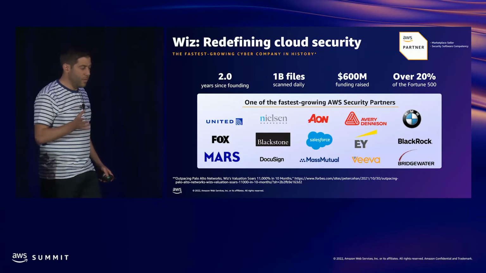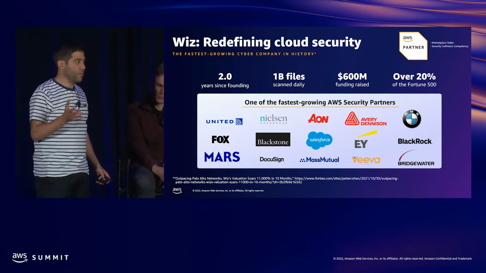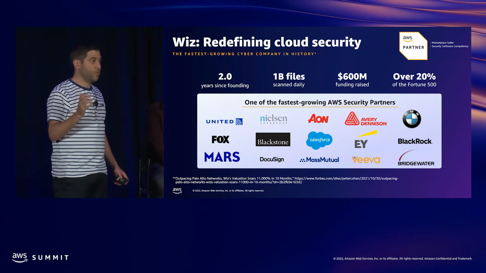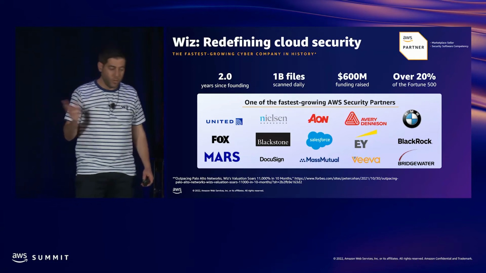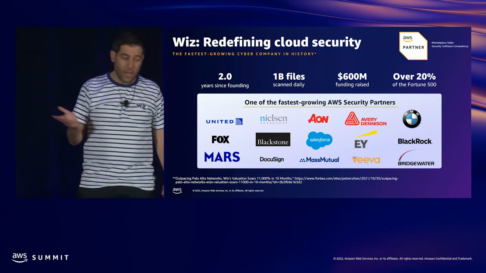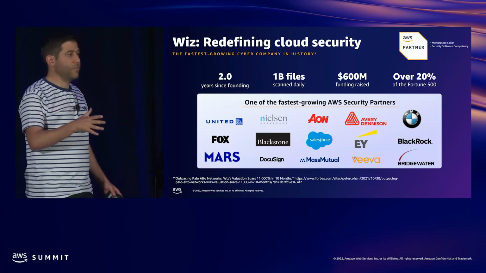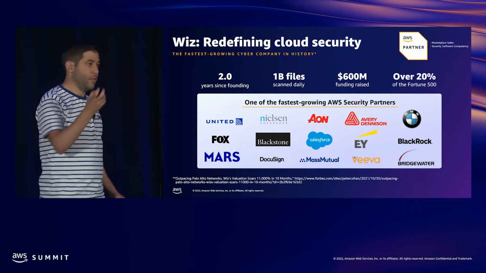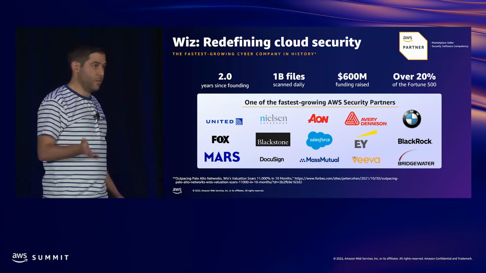It's already the fastest growing cybersecurity company in history. We scan billions of files every day. We work with the largest cloud environments in the world. We cover more than 20% of the Fortune 500 cloud environments. And a lot of this is because we come with a new approach to cloud security. And the key of that is actually using the graph, right?